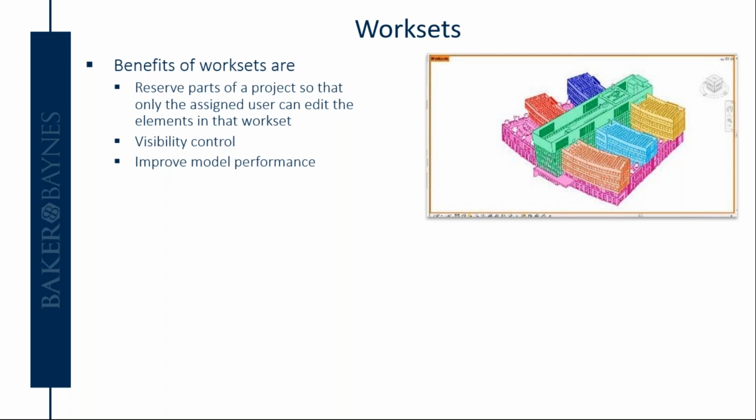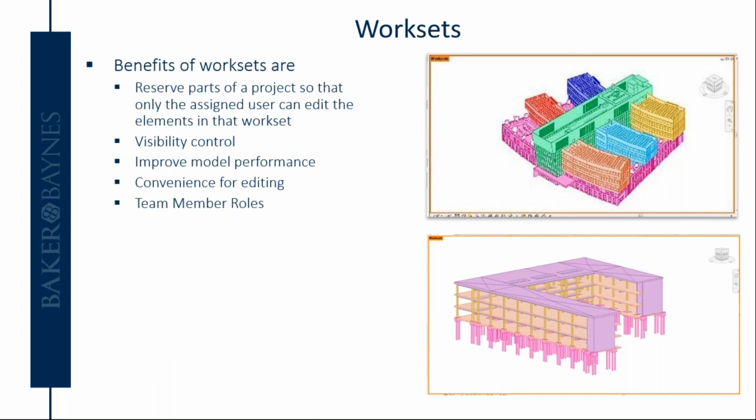And it also does help with model performance. So if you knew you were only going to work on the northwest wing of this building for today, you can close the rest of the worksets. And so essentially you're working with a smaller model, and that helps with your model performance. And that also then just gives convenience for editing. And again, you can assign these according to team member roles.